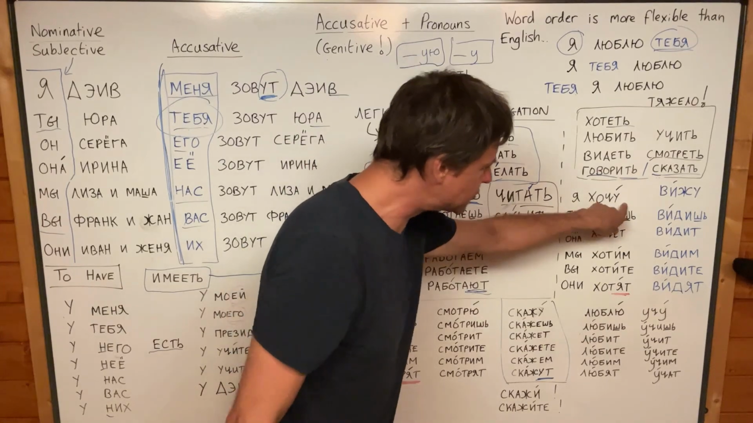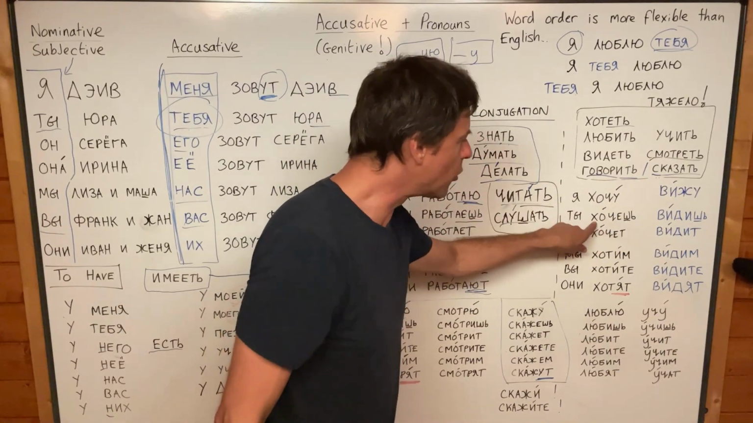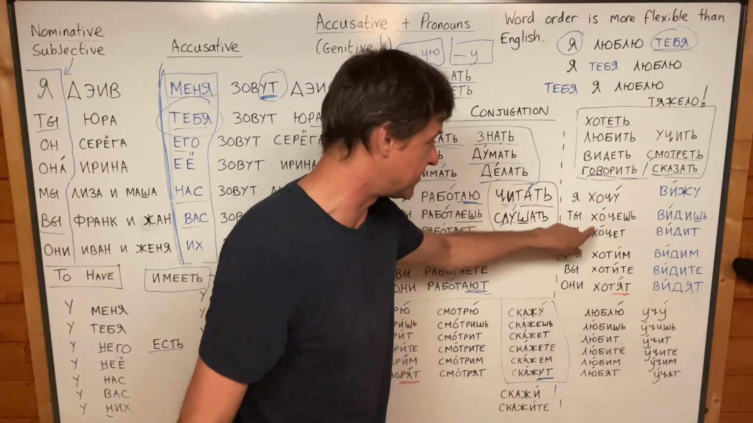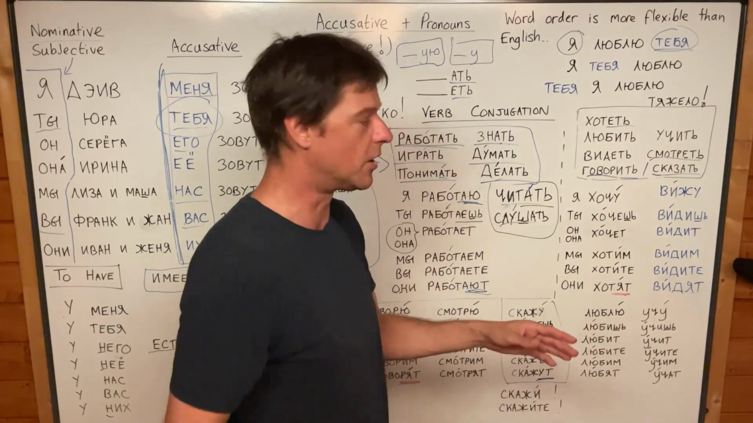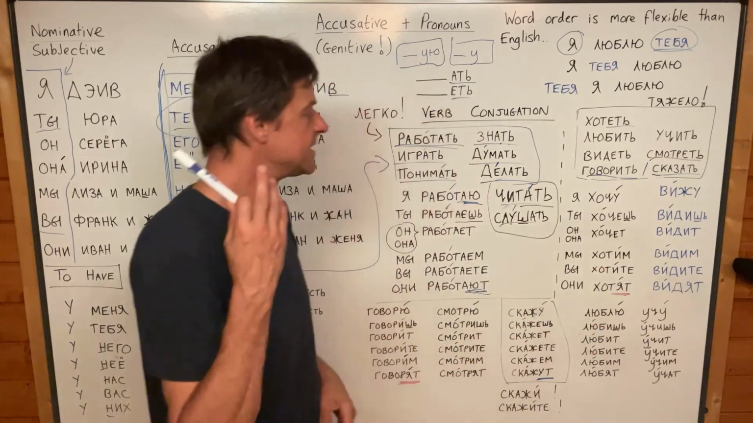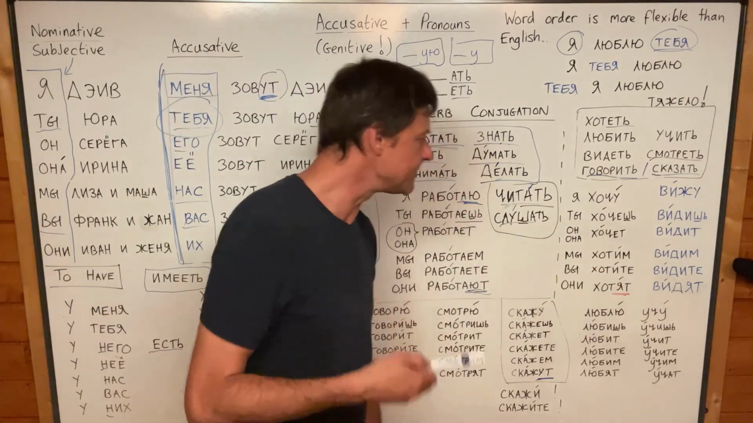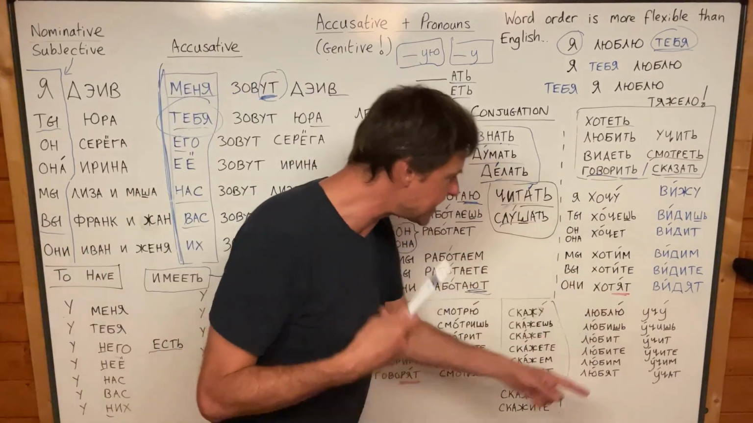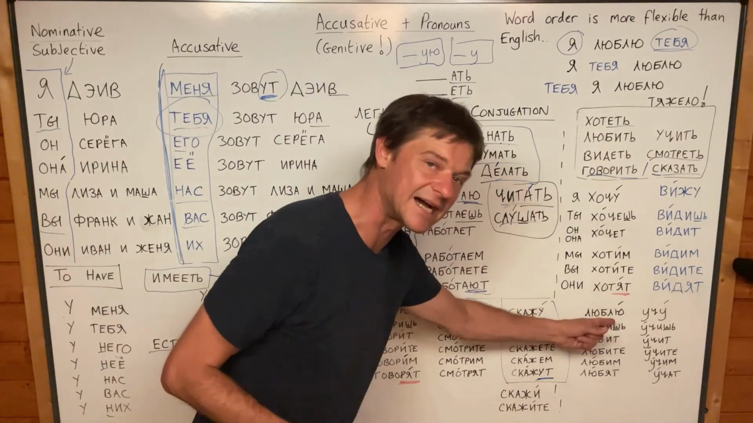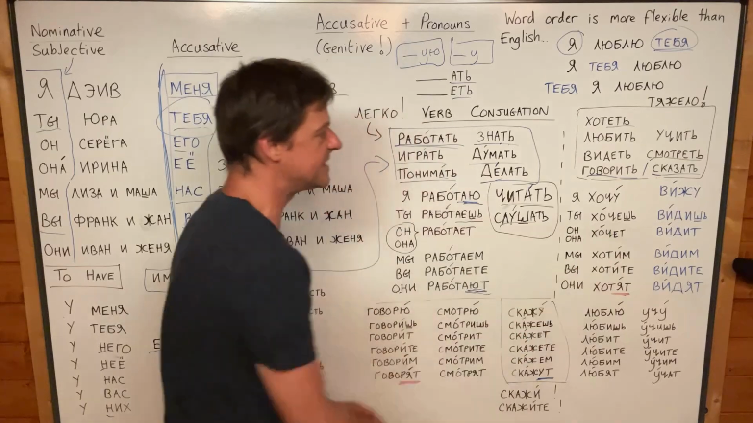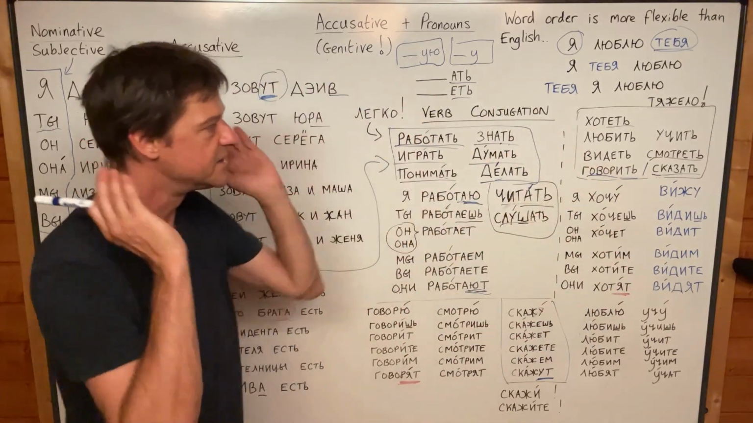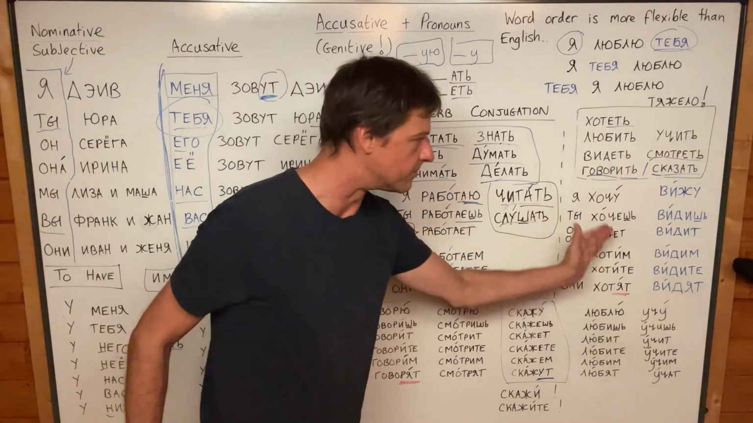And so it's я хочу, but then it's ты хочешь. The stress changes, yeah? Я хочу, I want. Ты хочешь, you want. Он хочет, he wants. Мы хотим, we want. Вы хотите, you want. Они хотят, they want. And the stress changes, and it's very difficult in that particular word. You just have to learn those forms.